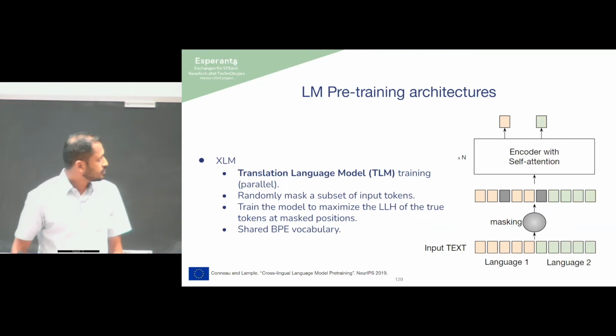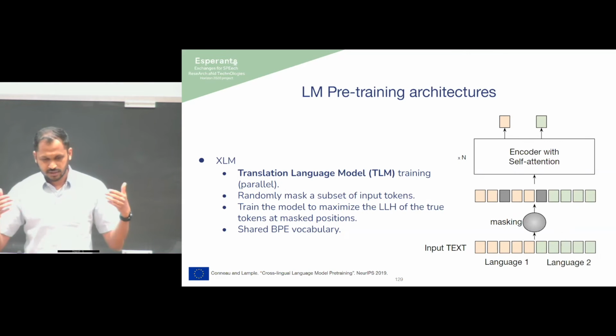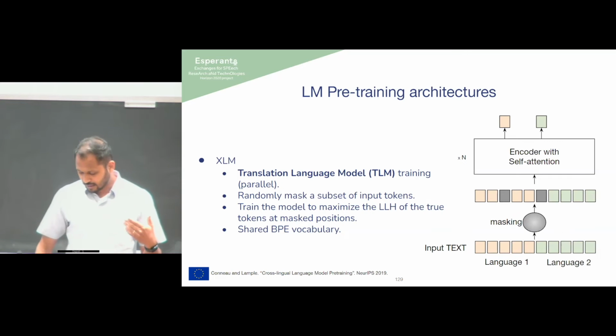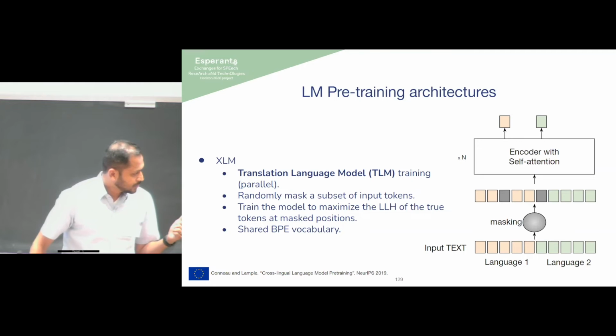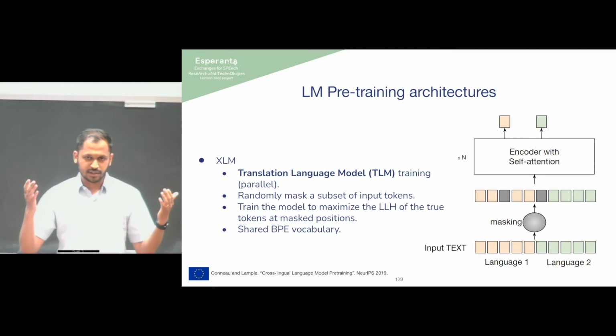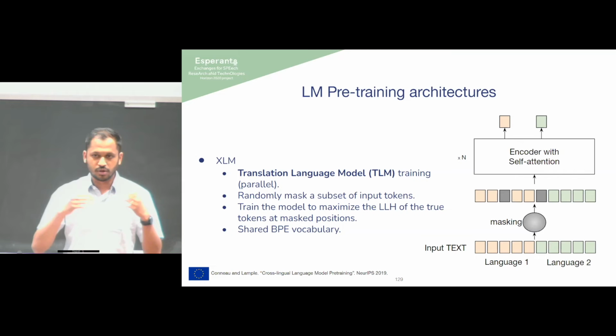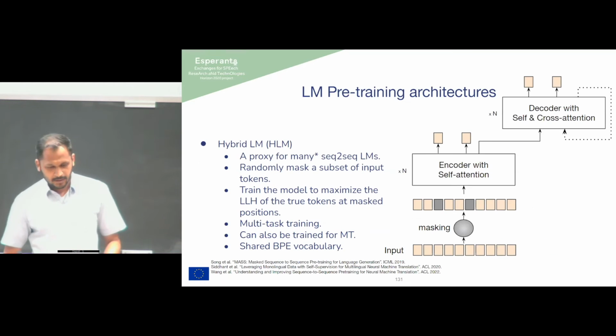A slight variant of it is called the translation language model, in which the input text is basically a concatenation of source and target text, and we do the same masked language model training. And this is interesting because, let's say we have only monolingual text and a bilingual dictionary. We could construct pseudo-parallel sentences and then use them to train this kind of model.